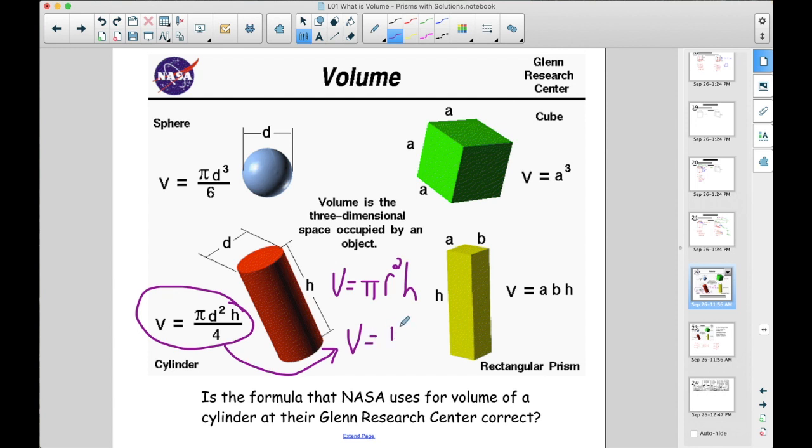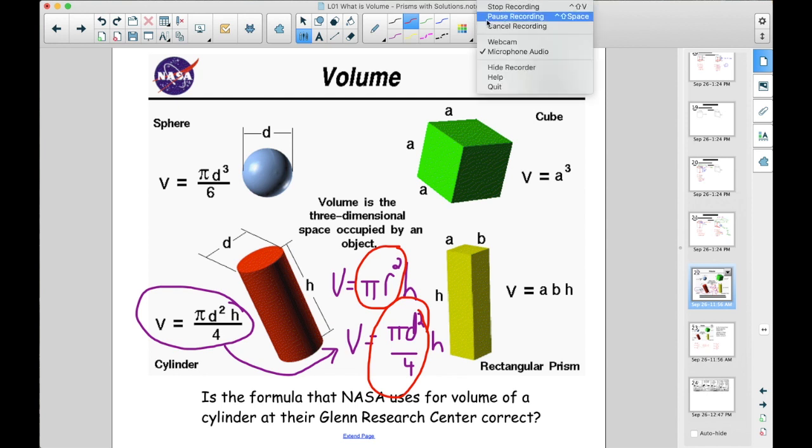And note, we can write this as pi d squared over 4 times h. So there is the area of the base, and here is the area of the base. So I guess the question I'm asking you to think about now is, is pi d squared over 4 a correct formula for the area of a circle? I'm going to give you some time to think about that.